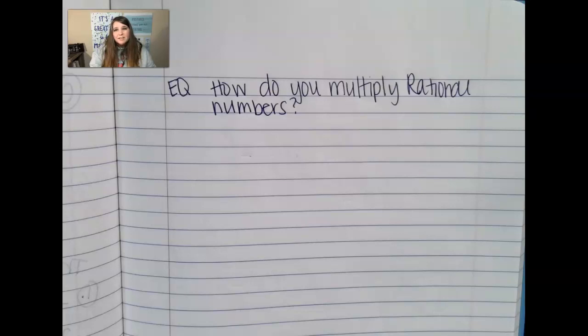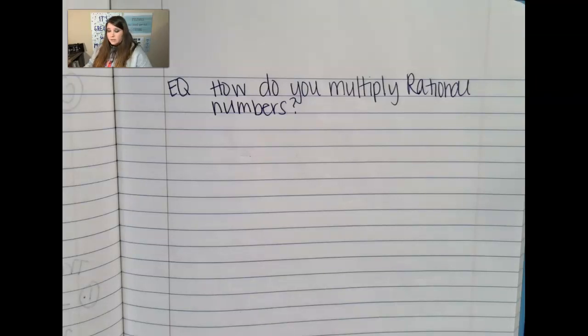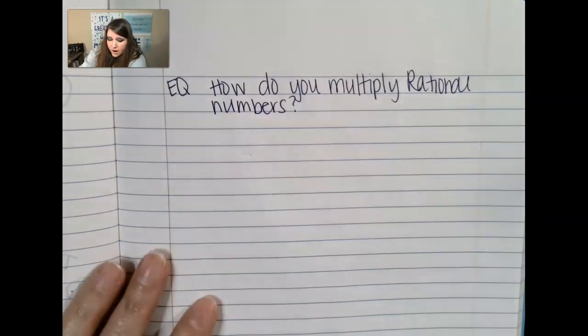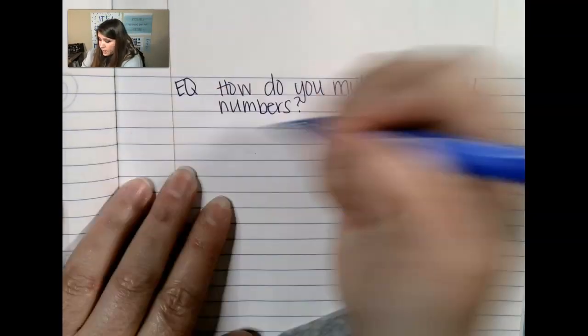Students, today we're going to be looking at how we multiply rational numbers. We've been looking at adding and subtracting rational numbers, which were fractions and decimals. But today we're going to be looking at multiplying rational numbers. When we were multiplying fractions, you would just have a fraction and multiply it straight across. So in order to multiply fractions, you just multiply straight across.